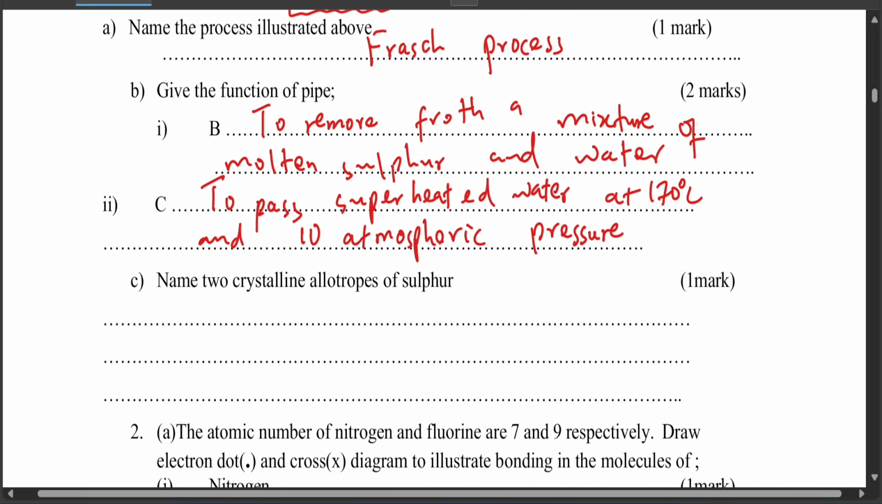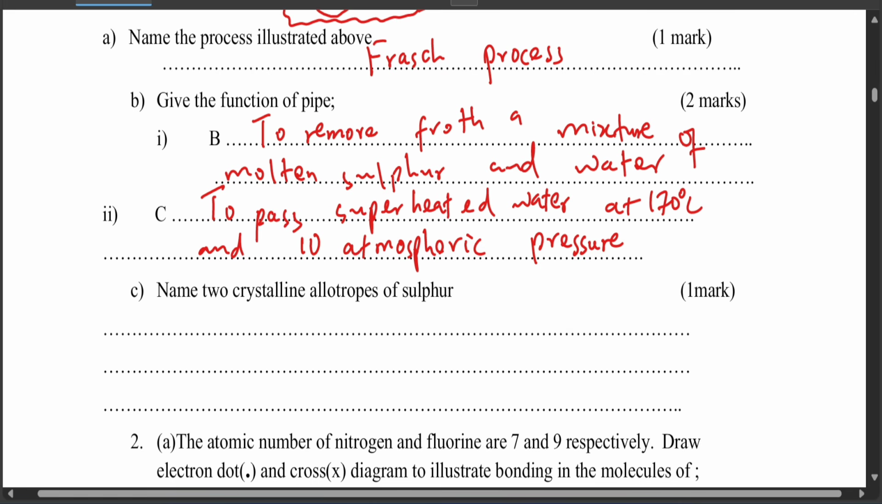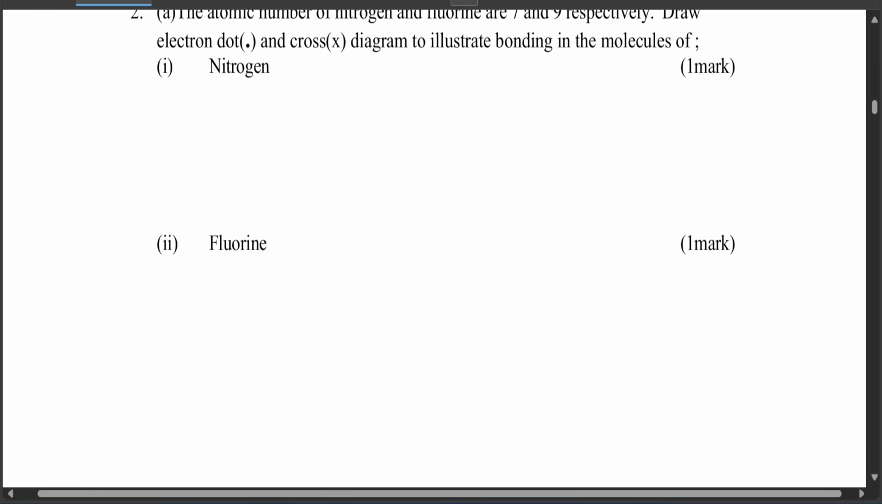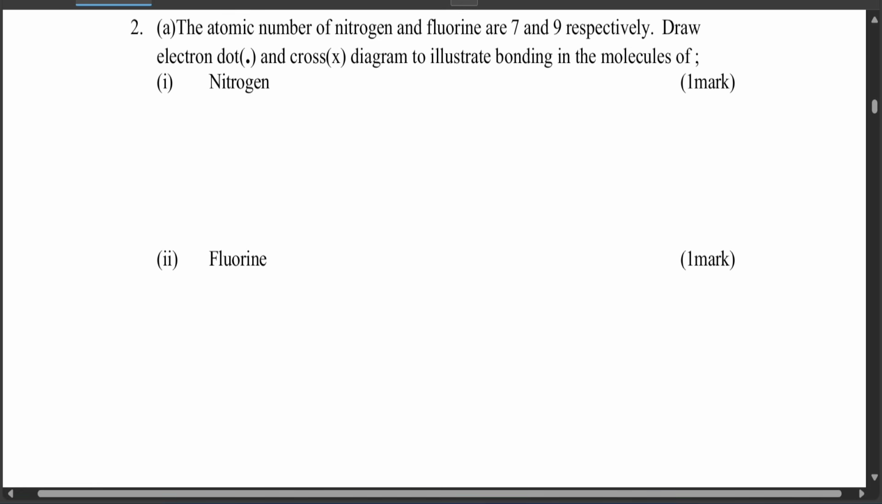Now for the other question: name 2 crystalline allotropes of sulfur. We have 2 main common ones. One is called rhombic sulfur, from the rhombic structure, and the other one is called monoclinic sulfur. We also have allotropes of carbon, and we have many. We have diamond, we have graphite, we have other allotropes. Some are synthetic and some are natural.